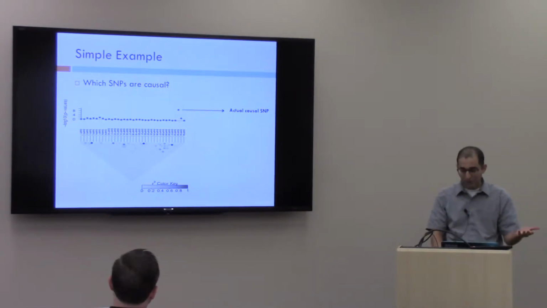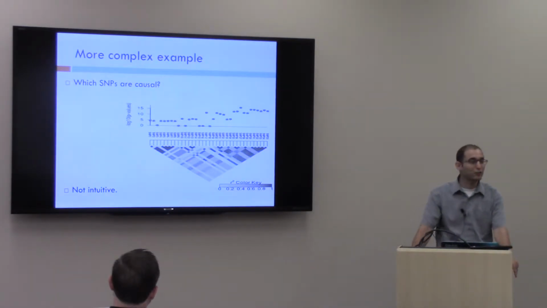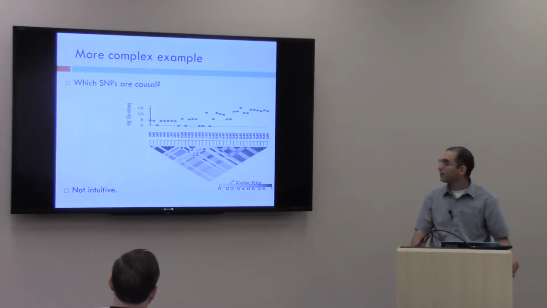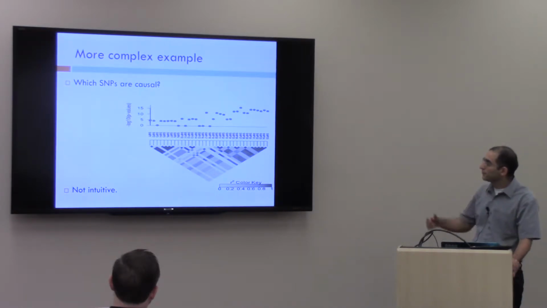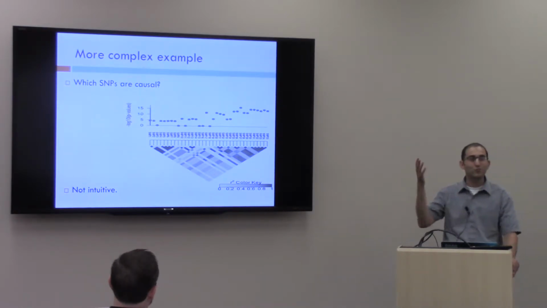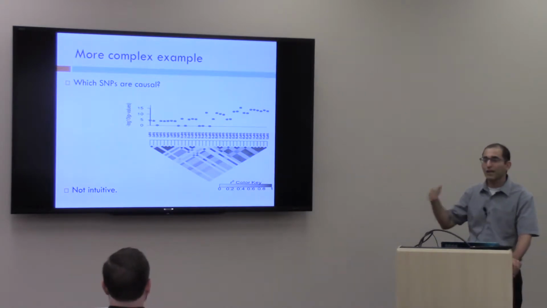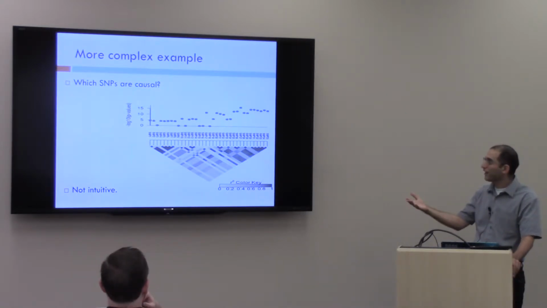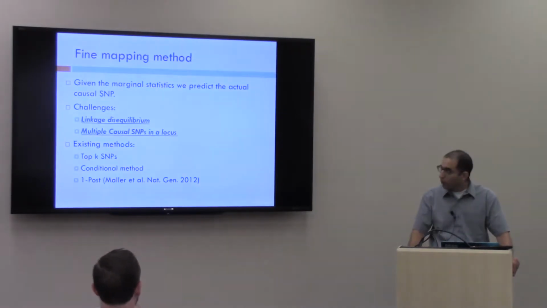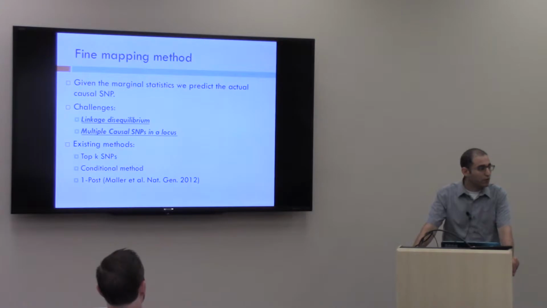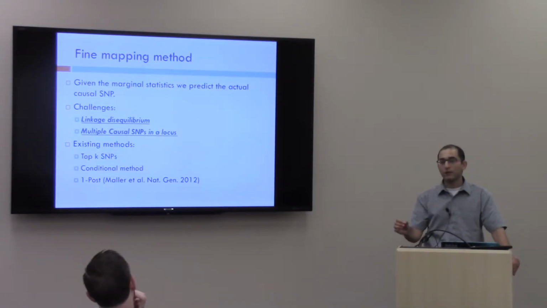So you may think that this problem is easy, so why am I not talking about it? In some examples, it's actually not that easy. So here I'm showing you a more complicated example, where it is not intuitive, just by looking at the LD and the marginal statistics, to say which variant is causal. Now you can pick which variant you think is causal, and later on I will show you the right answer and see if you can detect the right one. So formally, fine mapping is: given the marginal statistics that you computed from a GWAS result, can you figure out which variant is actually causal?